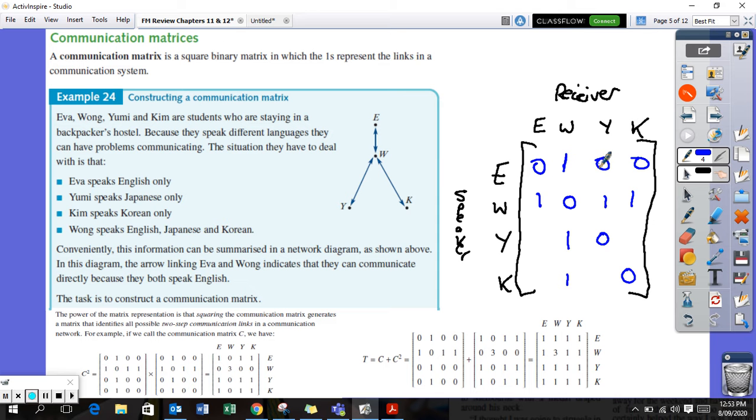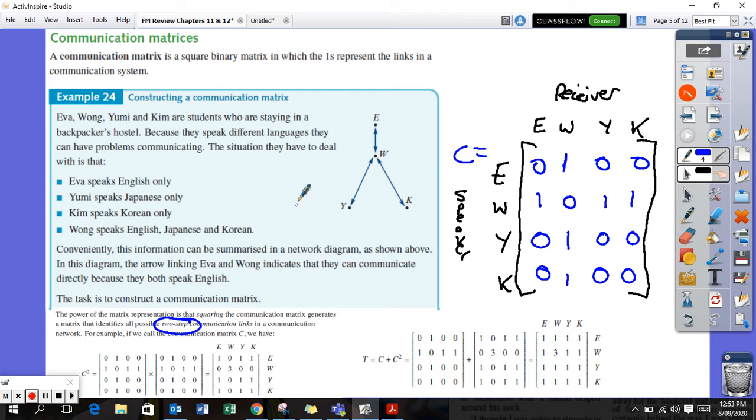Eva can't communicate directly with Yumi. Eva can't communicate directly with Kim. So we've got zeros everywhere else, and we end up with this communication matrix, which is this one down here, and we're calling this matrix C. So if we do C squared, and you do it on your CAS, that gives us all the two-step communications.